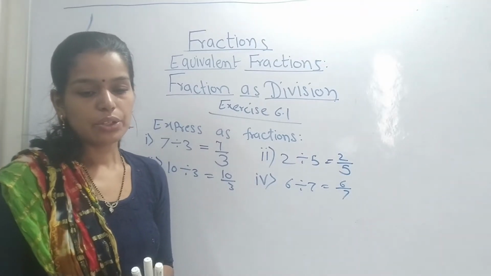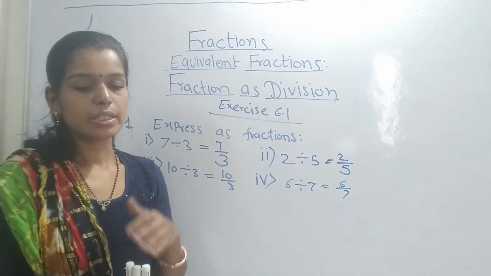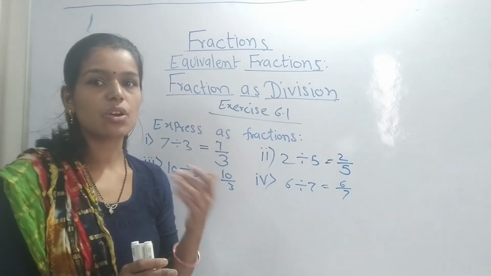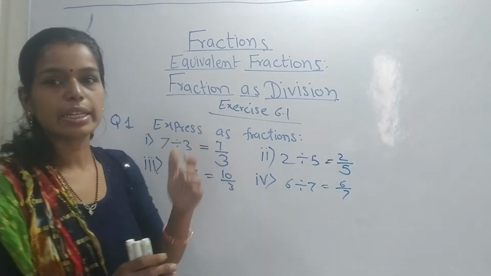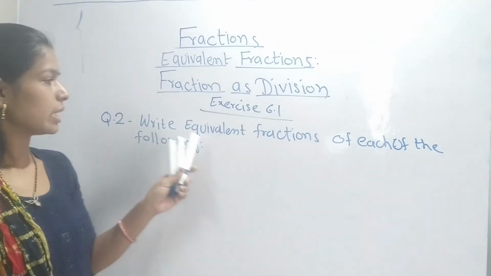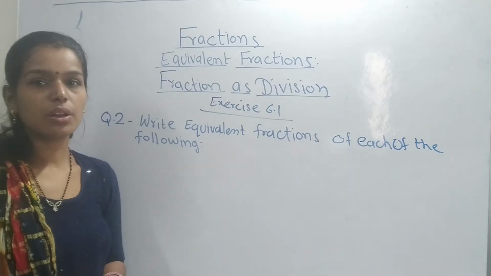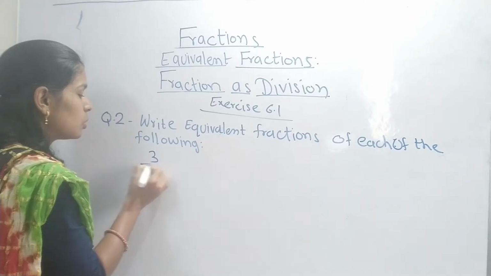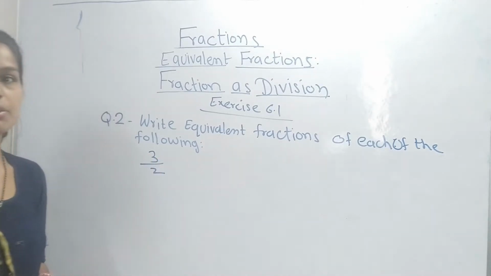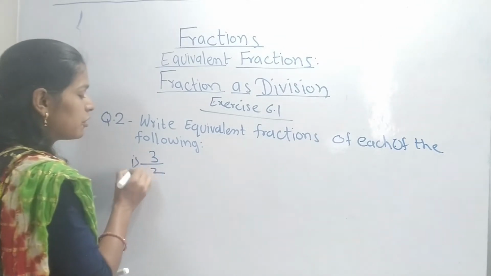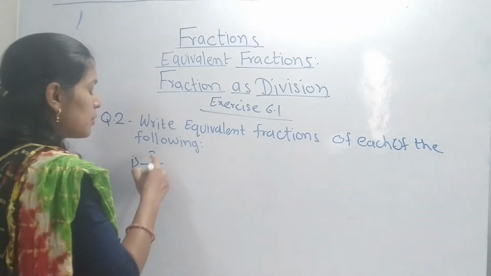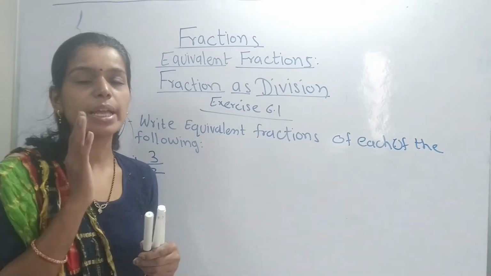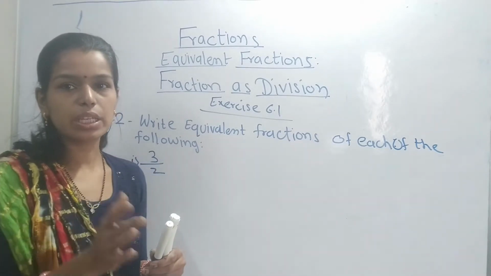Okay, now you have to convert the given fractions. So in the second question you have to write equivalent fractions of a given fraction. Here you have to write an equivalent fraction of each of the following. The first one given to you is 3 upon 2 and you have to write its equivalent fraction. How to write the equivalent fraction of the given fraction? This answer may vary from student to student. You can multiply the given fraction by any number to get an equivalent fraction.